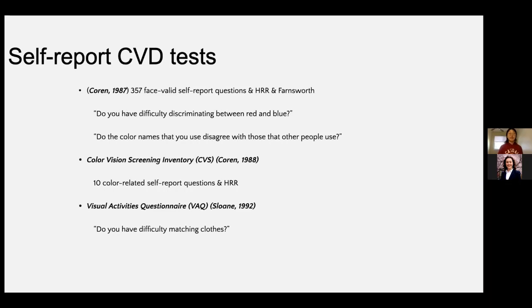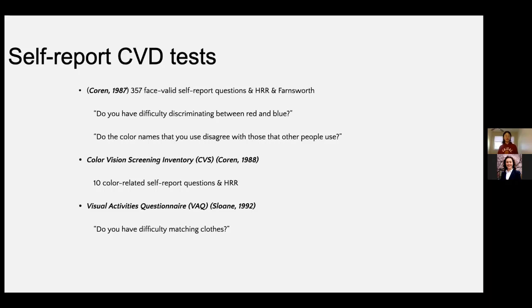All right, and scientists have also developed some self-report questionnaires about CVD. For example, in 1987, Karen developed a self-report questionnaire about overall vision. It includes different aspects of vision, and color-related items are included. For example, do you have difficulty discriminating between red and blue? And do the color names that you use disagree with those that other people use?